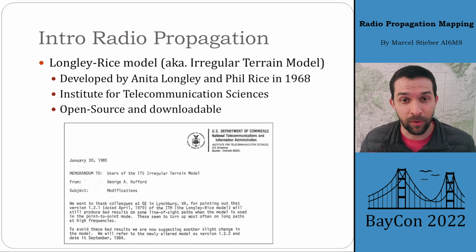This algorithm is open source and downloadable. You can literally go to the .gov website and download the source code, then build your own software or play around with it. I just love these little pieces of history, like this memo from 1985. This was a little bit after they had released the original algorithm. Someone found that it had some inconsistent results in certain corner cases, so they made a tweak to the algorithm and published a new version. They now have a version 1.2.2, which was released in 1984, several years later.